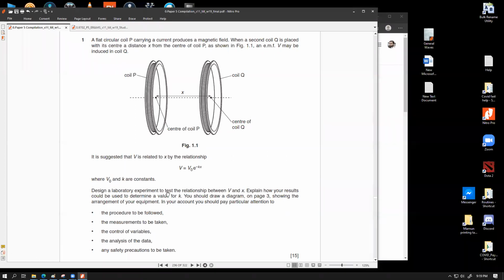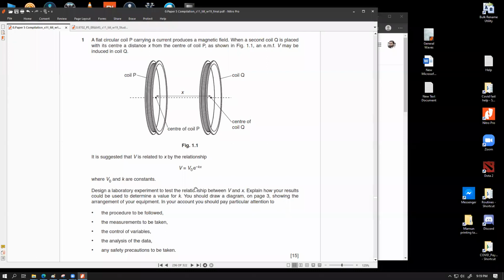Design a laboratory experiment to test the relationship between V and x. Explain how this could be used to determine the value of k. You should draw a diagram on page 2 to show the equipment and so on. Okay. So all the other stuff that we discussed in the earlier experiment also goes over here.